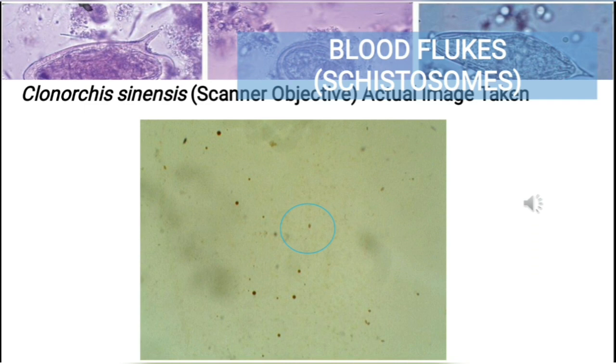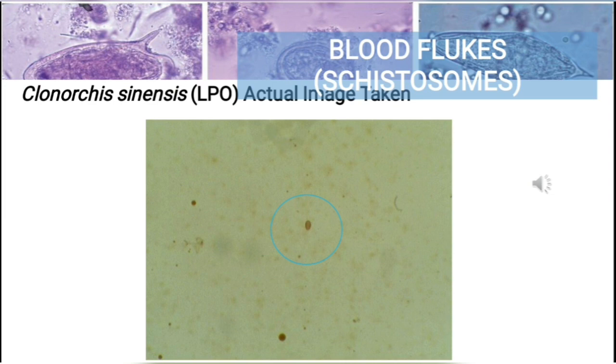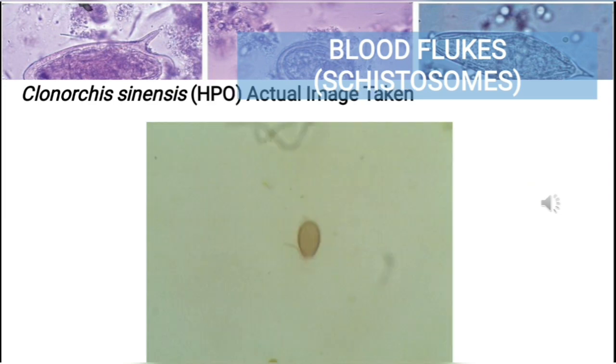This is an actual image taken by me of our Clonorchis sinensis under the scanner objective. This is how it looks under the low power objective. And let us take a closer look at our Clonorchis sinensis under the high power objective.